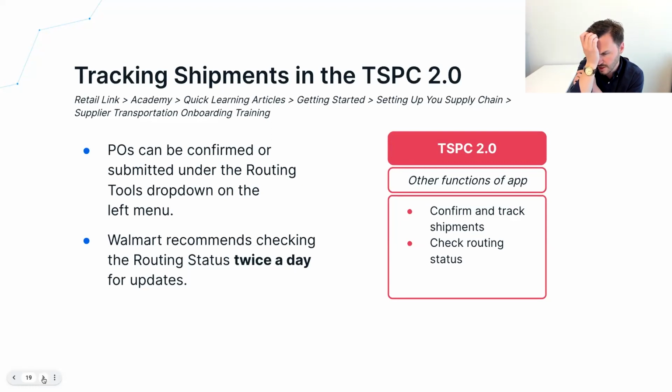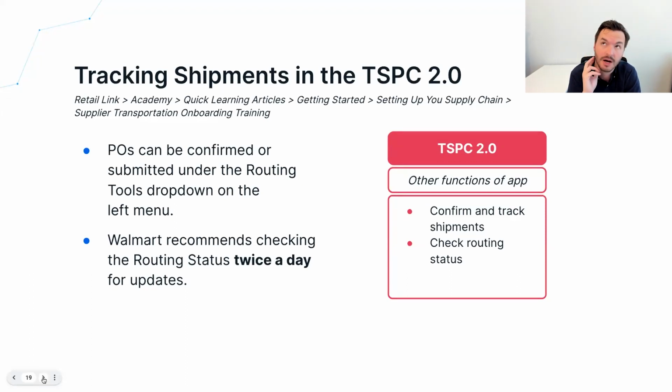So what do you do in this app? What is the TSPC 2.0 for? Really checking routing status and then confirming and tracking shipments, that's basically all that you'll be doing there as a supplier. POs can be confirmed or submitted under the routing tools dropdown on the left menu. And then Walmart recommends checking the routing status twice a day for updates.